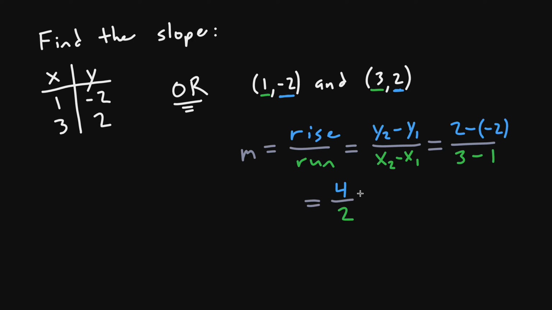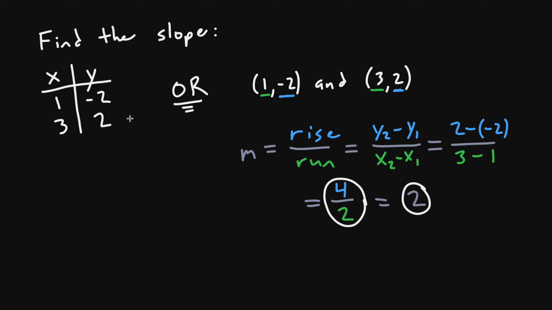And so our slope, our final answer, is 4 over 2. If you want to be fancy, you can simplify this and say, okay, 4 divided by 2 is really just the number 2. So you could also say that your slope is 2. Either of these would be a correct answer.